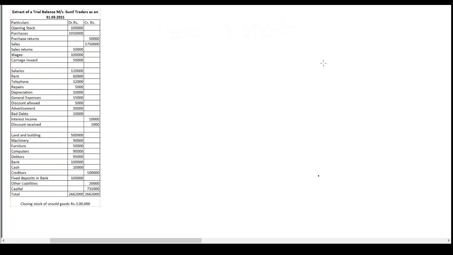So, how do you deal with this problem? We'll immediately start preparing the trading account, the profit and loss account, and the balance sheet. So, we'll start here.